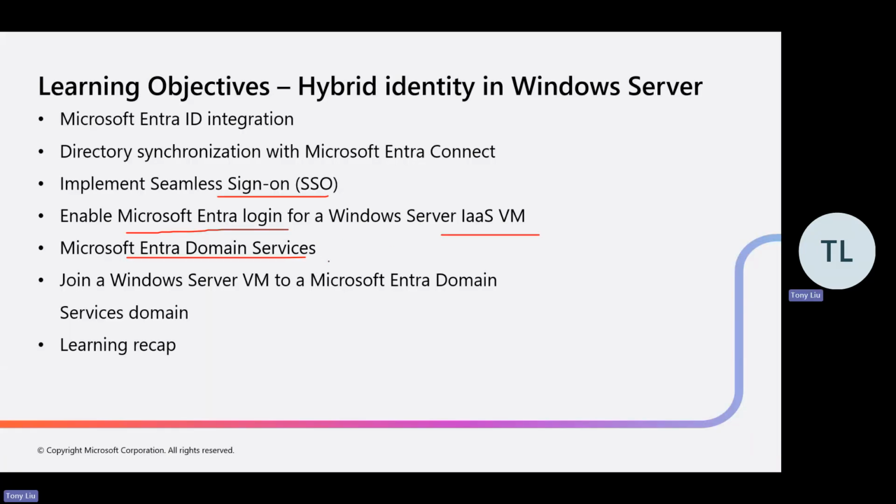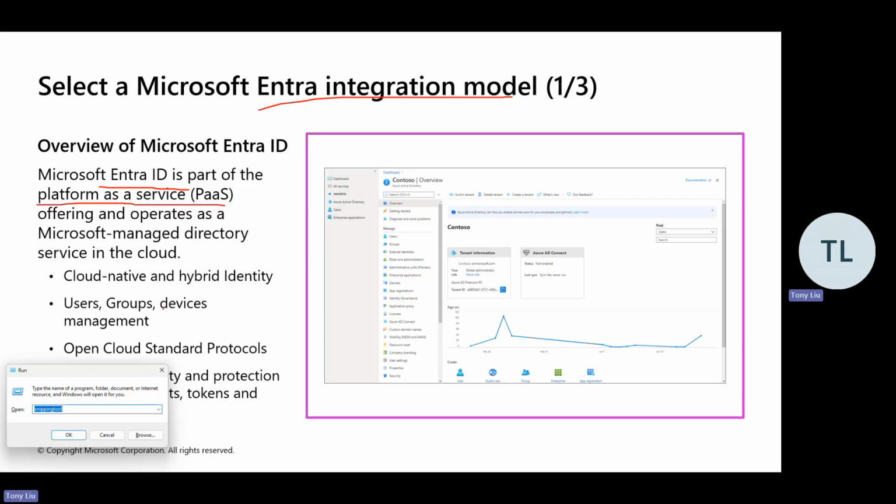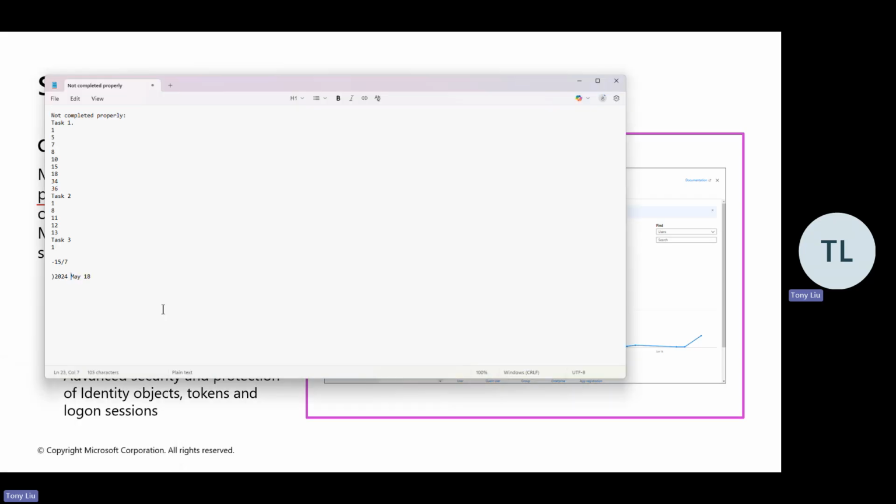There's Entra Domain Services, and we can join a Windows Server VM to the Entra domain. You can join your on-premises VM to the cloud domain. So first is the Entra ID integration model. Entra ID is part of a platform as a service. If you have learned cloud computing, but cloud computing is not in my course, I can quickly introduce you.